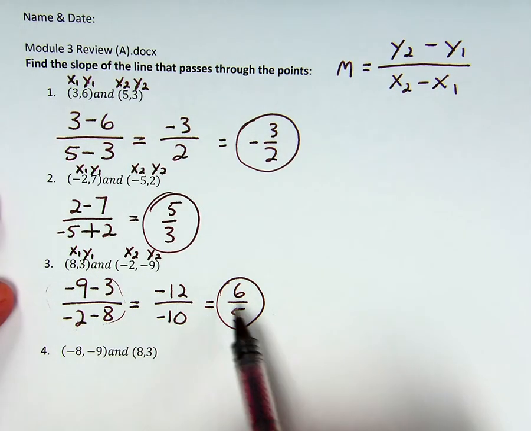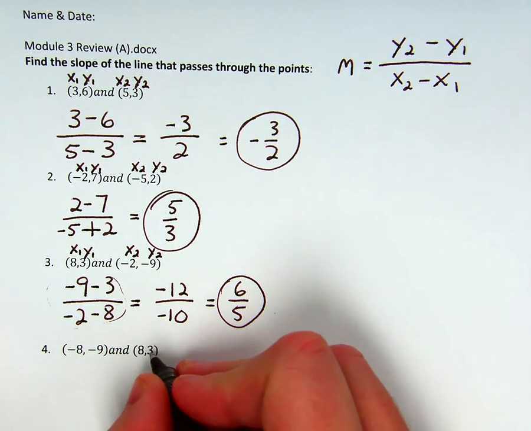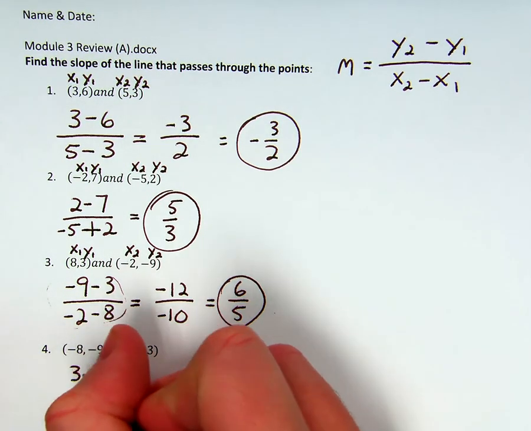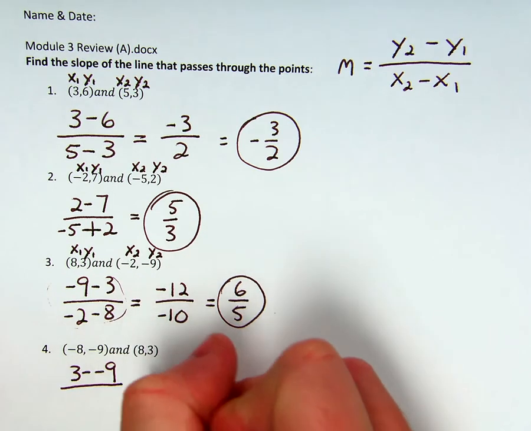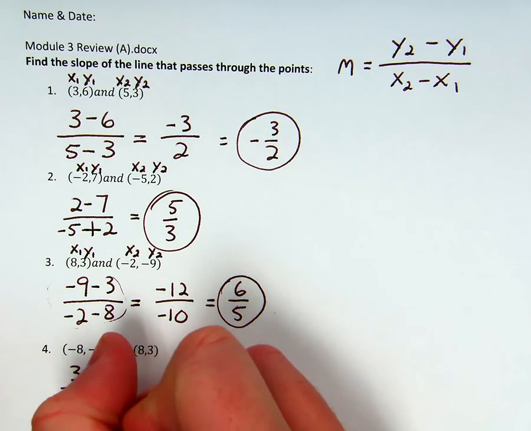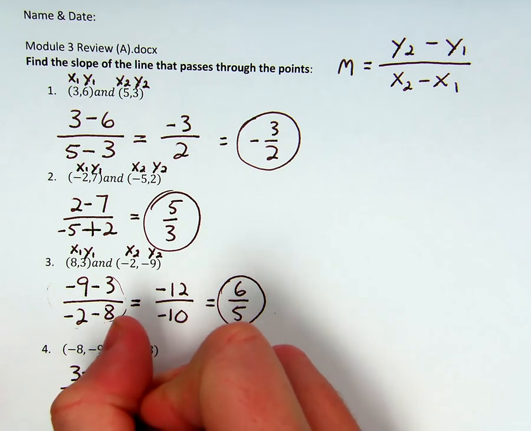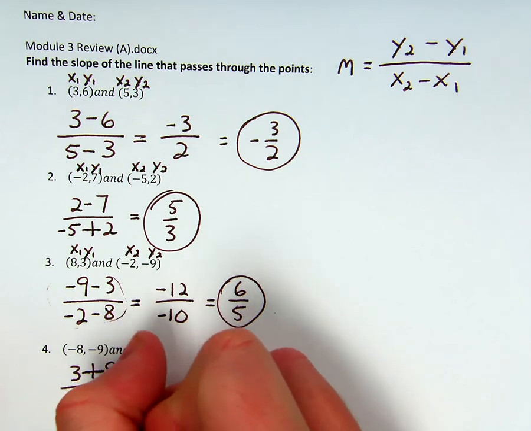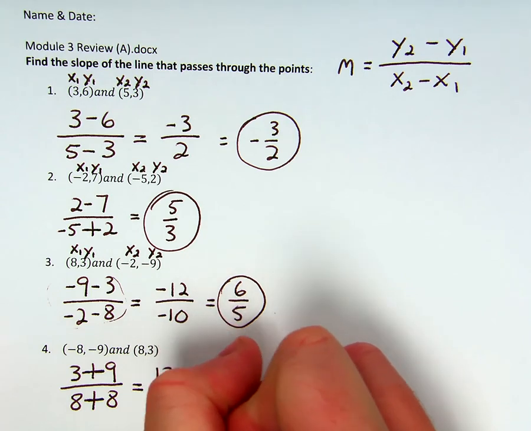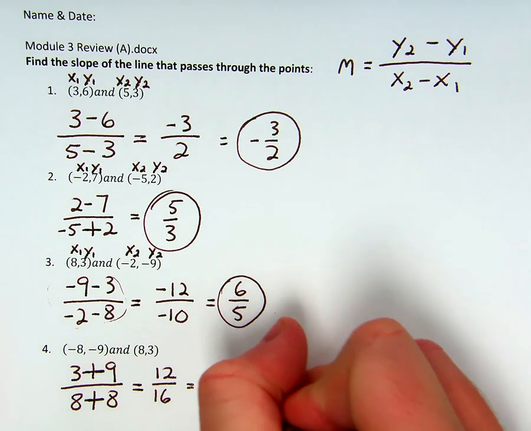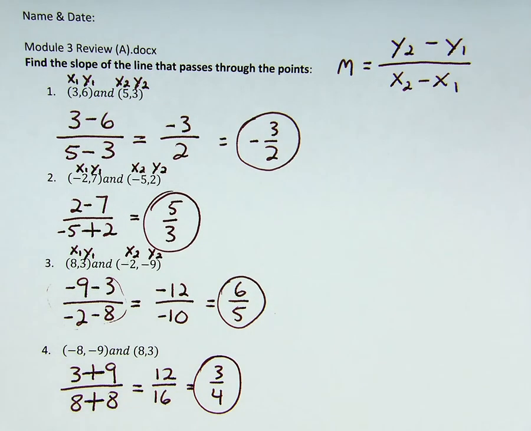This time when you do it by hand, sometimes you just have to simplify the fraction at the end. For the last problem, our y2 value is 3, so we're going to start with 3 minus y1, which is negative 9. And that's going to be on top of our x2 value, 8, minus x1, which is negative 8. We can turn both of these double negatives into plus signs. 3 plus 9 is 12. 8 plus 8 is 16. And that will simplify to 3 over 4. And that's how you find the slope of a line.